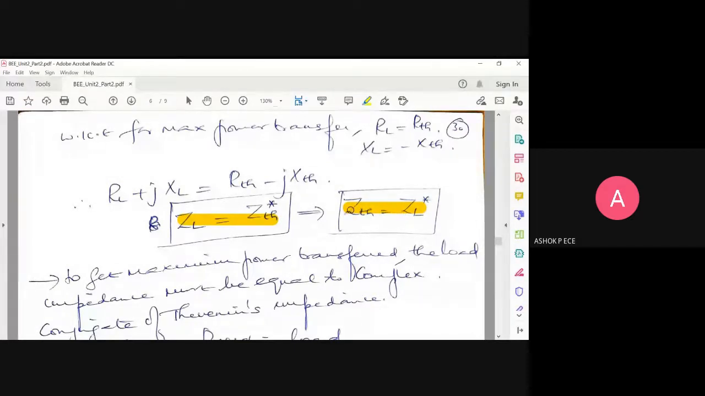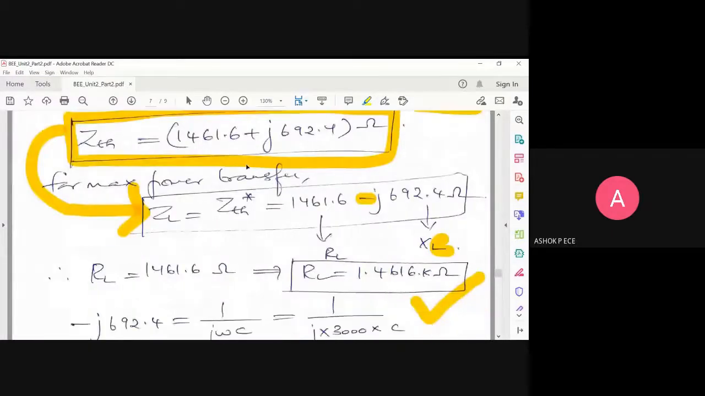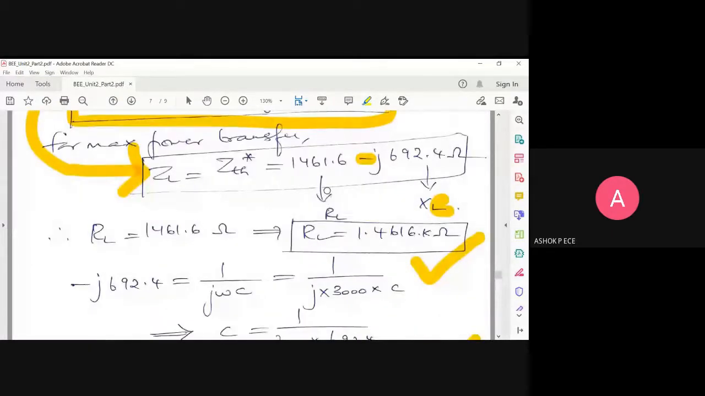Once you find ZL, a complex number, the real part is always going to be a resistor, and the imaginary part will always be reactance. Reactance will be L or C depending on the sign. Here I have a minus sign, so it has to be a capacitor. If you have a plus sign, it will be an inductor. You equate this term to j omega L and find the value of L. But since we have minus, we equate it to 1 by j omega C.